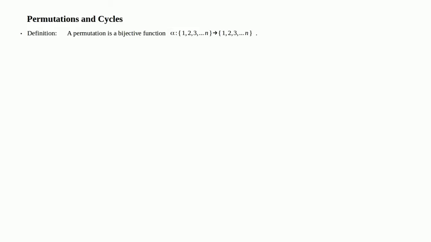Alright, we're going to start off the discussion with permutations and cycles. Well, permutations will be discussed in this video, and cycles will be discussed in another video. But to start, a definition. A permutation is a bijective function, alpha, from the set of integers 1 through n to the set of integers 1 through n.